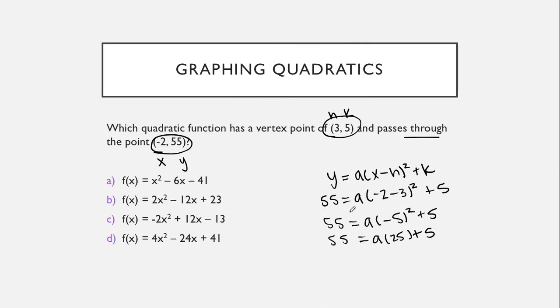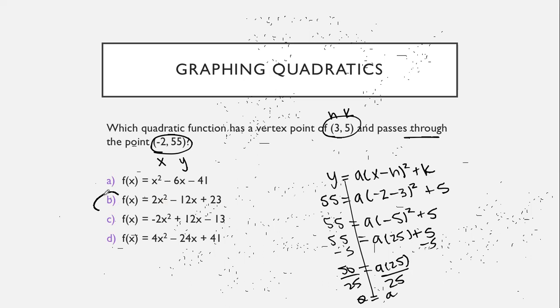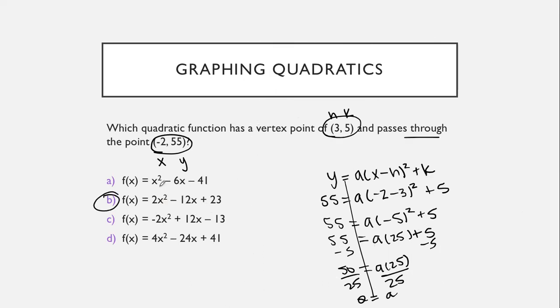What can I do from here? Subtract 5 from both sides. That gives me 50 equals A times 25. And then what? Divide by 25. So my A value is 2, which is the only one that has a +2 A value. B. So that was easy because all the A's were different.